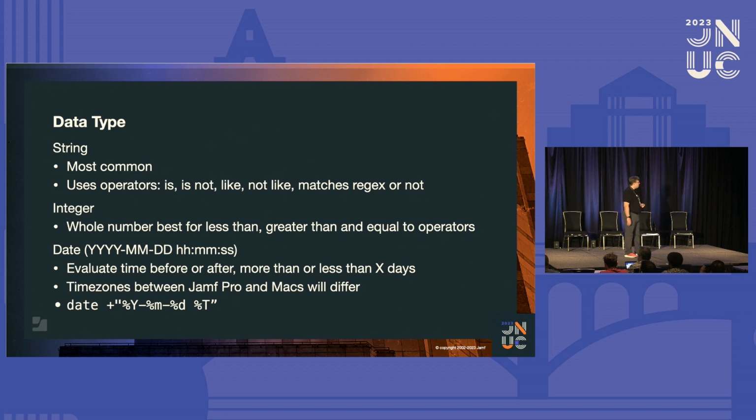All right, the data type. String is most common. It uses the operators is, is not, like, not like, matches regex, or not. Integer, it's going to be a whole number, best for less than, greater than, equal to. Date, one of my favorites. Evaluate the time before, after, this many days before or after. Note time zones. If you're using Jamf Cloud, they use UTC. Your Macs are probably not in UTC, so take that for what you will. The date, if you need to format this in a script, that's the way to modify the output so it will match that format.